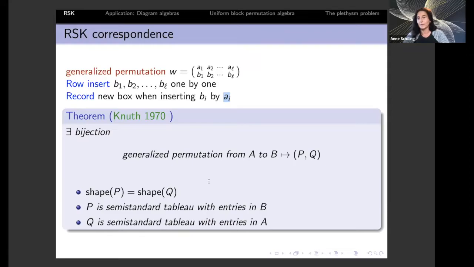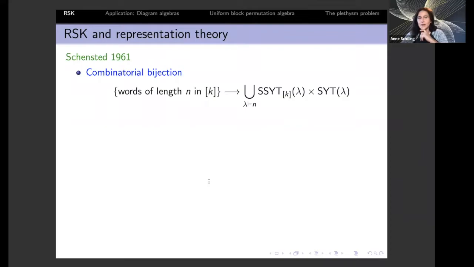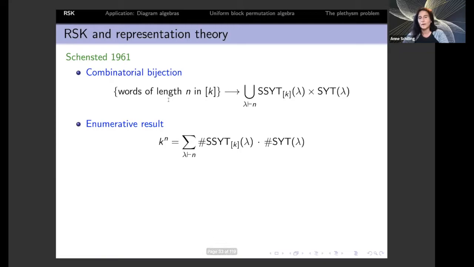Before I give you the variant of this, I want to briefly show you that this combinatorial bijection actually has a consequence in terms of enumerative results and also in terms of representation theory. So let's look at Schensted's variant, where you take the words and you go to a pair of a semi-standard tableau and a standard tableau. Because it's a bijection, the number of words has to be equal to the number of these pairs of Young tableaux. So enumeratively, we have k to the n such words. And because this is a bijection, this has to be equal to the sum of the product of the number of semi-standard Young tableaux times the number of standard Young tableaux.